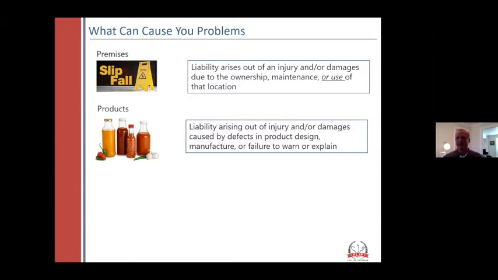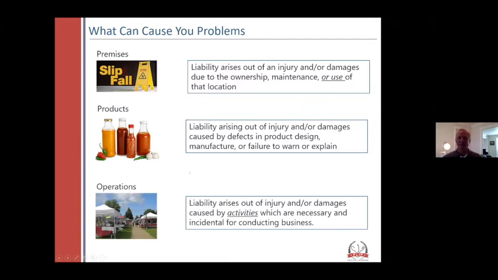Products: liability arising out of injury or damage caused by defects in product design, manufacture, or failure to warn or explain, especially as vendors. Everything the last presenter is putting out there is a product. If somebody ingests or has something topical and it causes any type of bodily injury or harm to somebody, that's going to be a product liability claim. As you're putting produce or any other products or sauces or foods out in the marketplace, that's going to be a product liability issue.